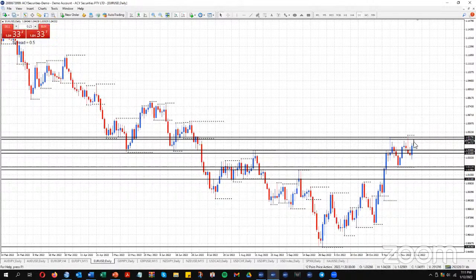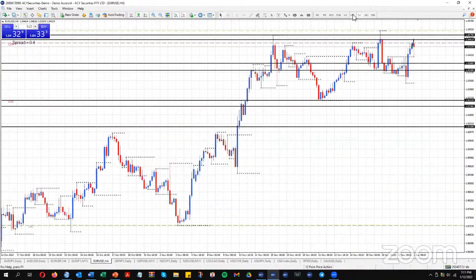You'd need to see price maybe break above this resistance area and then price pull back to this resistance area and find support. We're not having that price action at the moment, so I'm just looking at the price action that we've got. We could be putting in a head and shoulder pattern there.